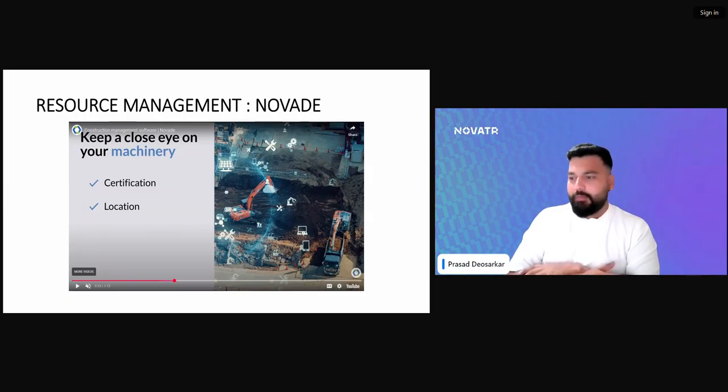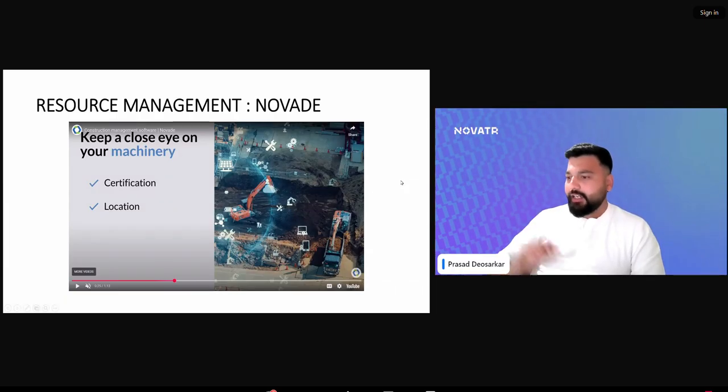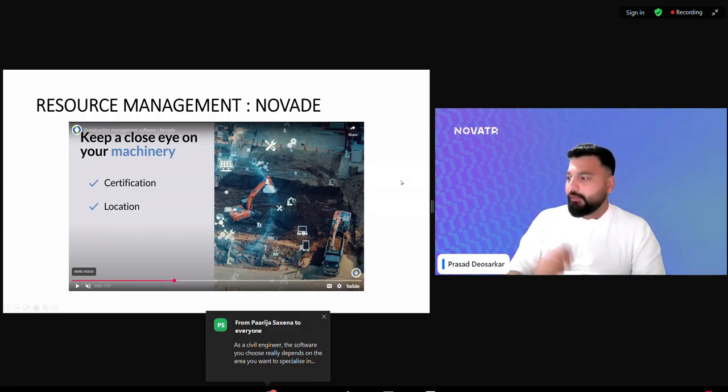Try it out on your small project, see how you can use it for different applications, for quality control measures, for sending reports, getting feedback, creating issues, tagging particular equipment to a particular resource, tagging a resource to a particular BIM element. All of these things can be done using Novate.